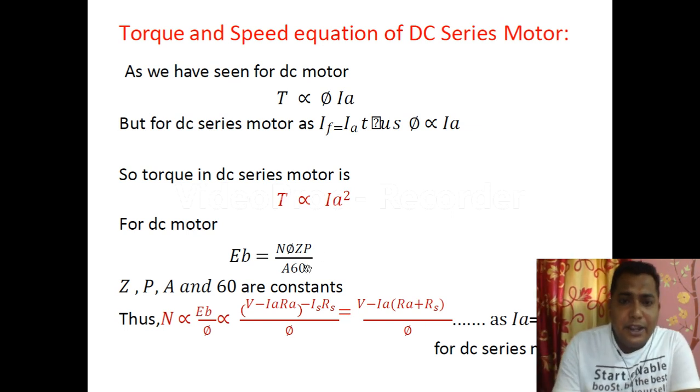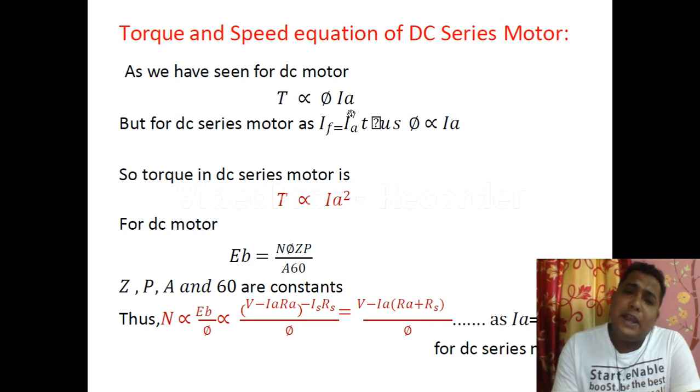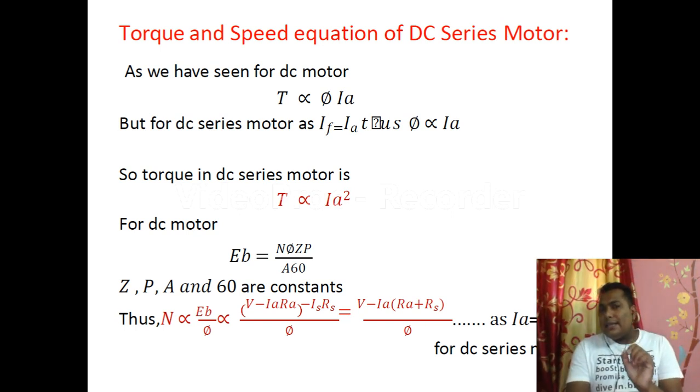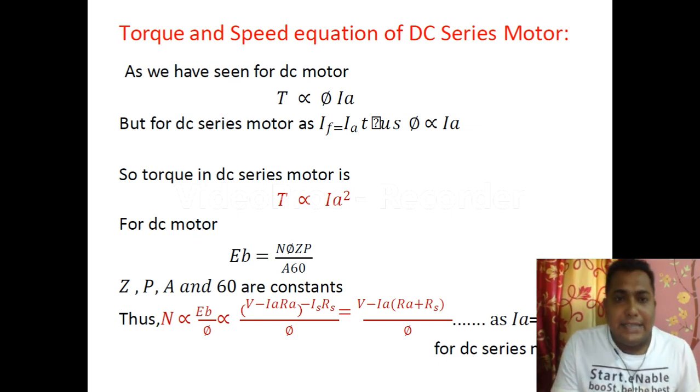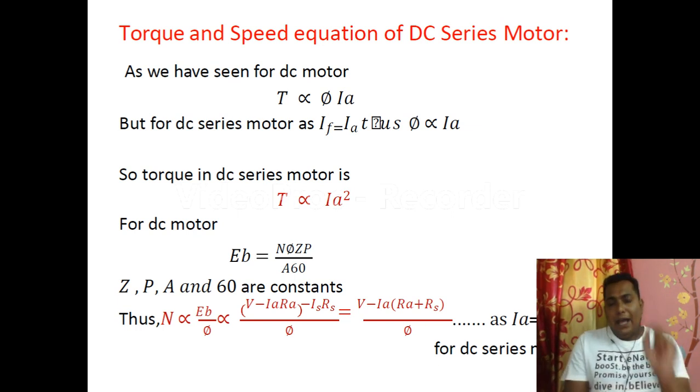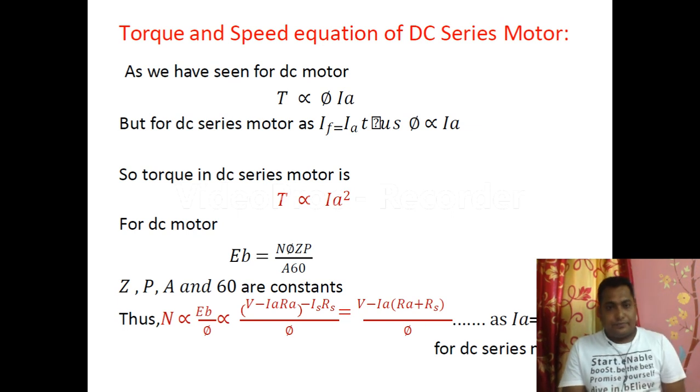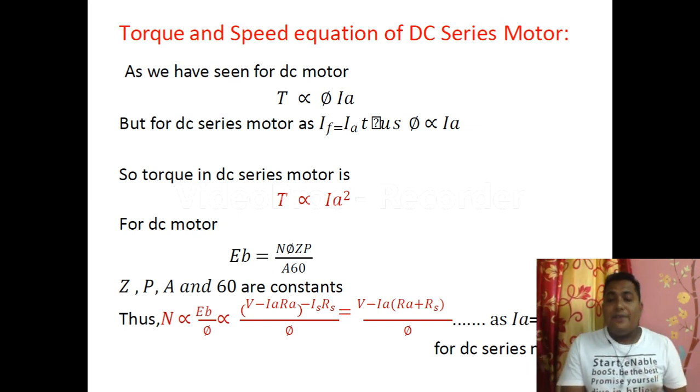Follow my pointer. This is the basic equation, torque proportional to phi into Ia. Instead of this phi, now we are going to place this Ia over here. So in case of series motor, the torque equation becomes Ia square. That means for a little change of armature current, the torque is highly changing. That means it has a very high starting torque. Clear?